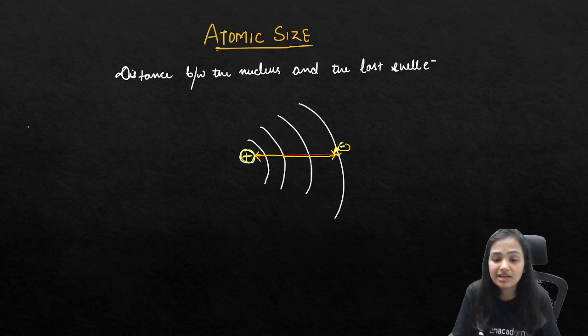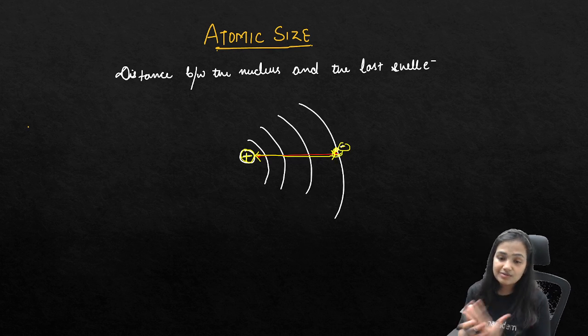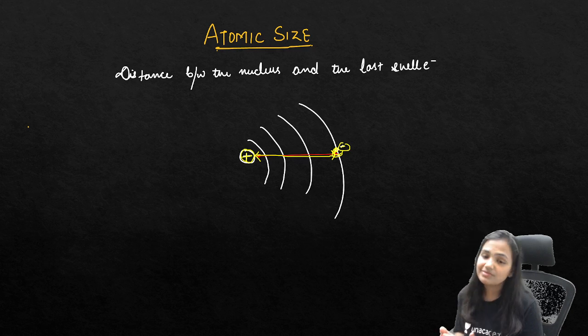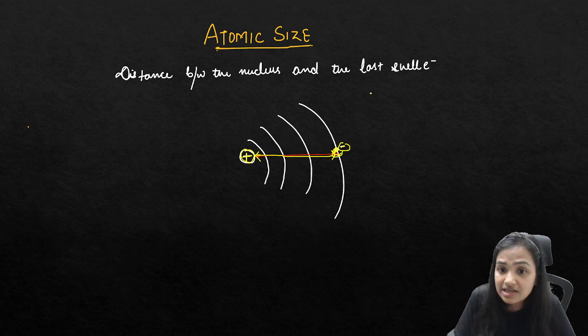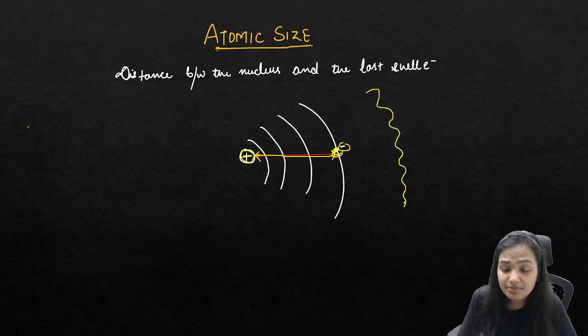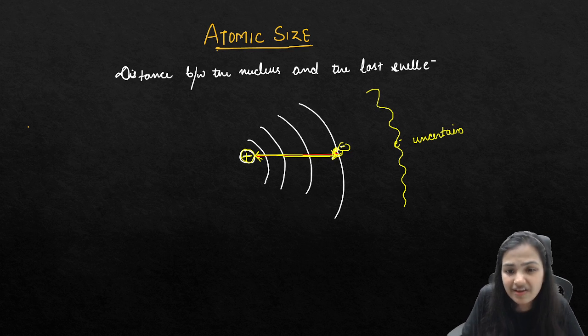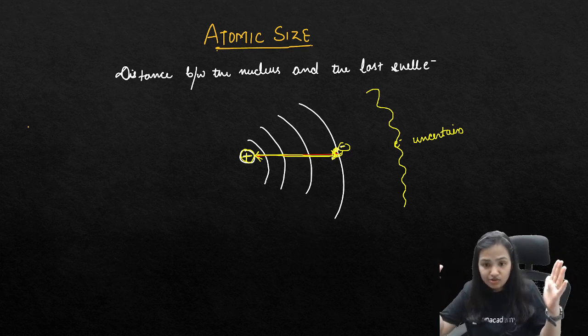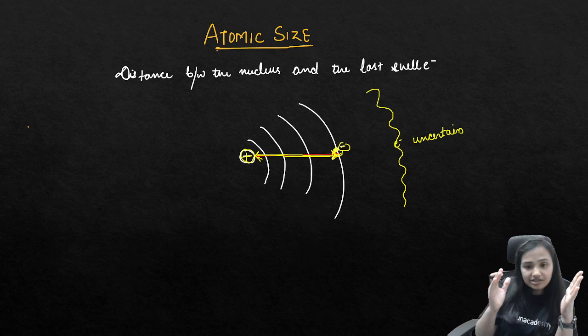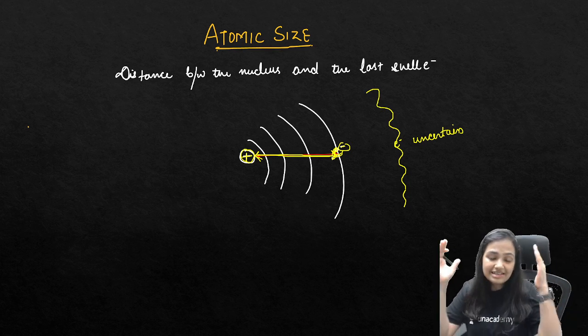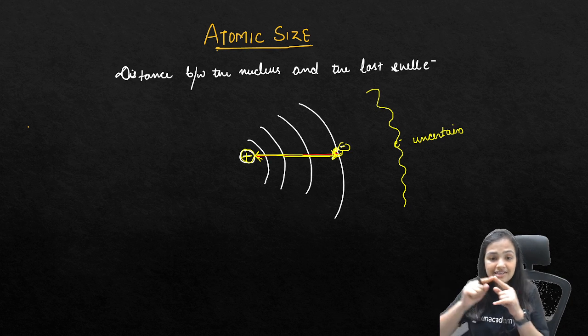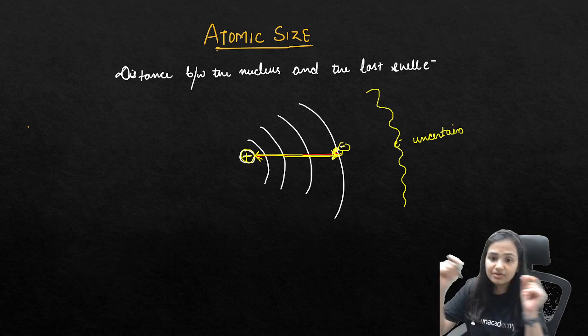So we need to know where this electron is present. Now the question is, do we know the position of this electron? Actually no. Why? Because the electron has a wave nature, and because of this wave nature the position of the electron is very uncertain. When the position is very uncertain, it's very difficult for us to determine the exact atomic size of any atom, because the electron could be either close to the nucleus or away from the nucleus. So the exact distance between the nucleus and the electron can never be determined.